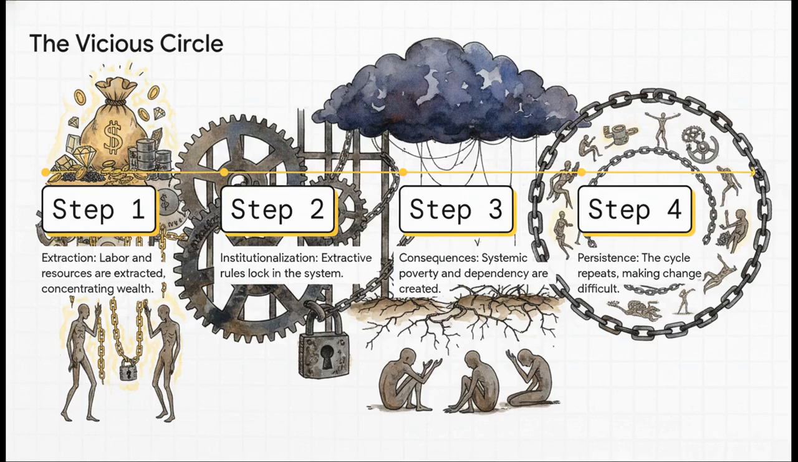Step 2, that system gets locked in place by official rules and institutions. Step 3, this creates the long-term results, systemic poverty and dependency. And finally, step 4, the cycle just keeps going because the whole system is built to keep itself running. It's a tough cycle to break.